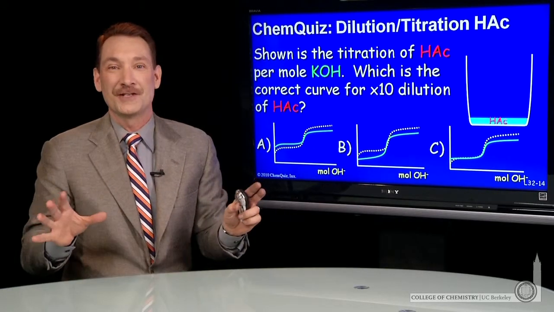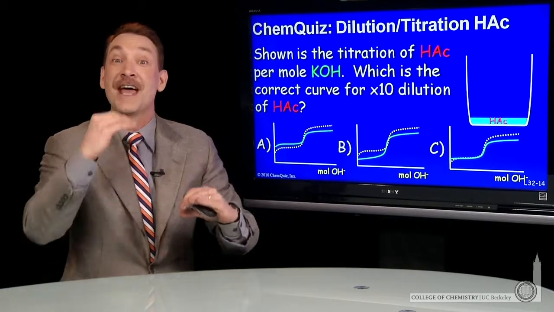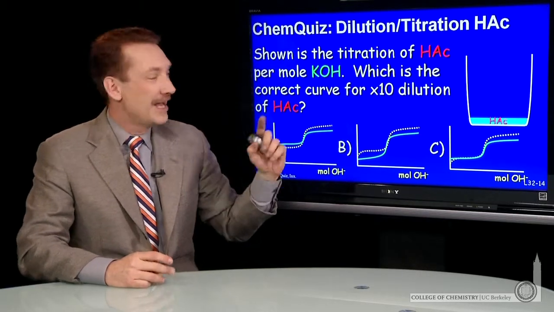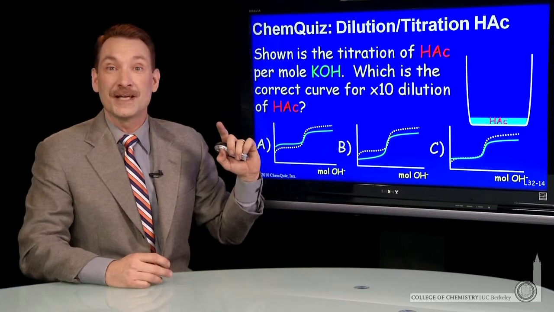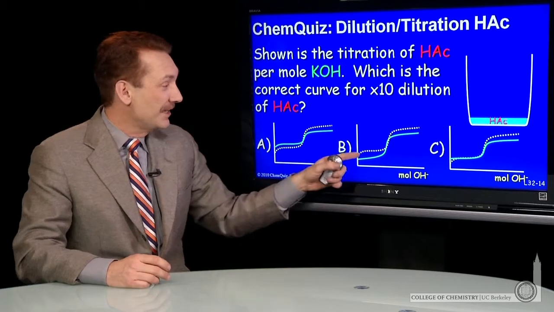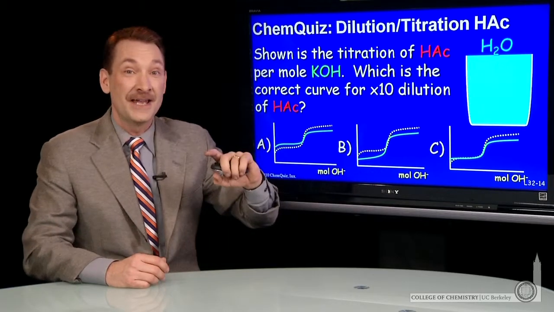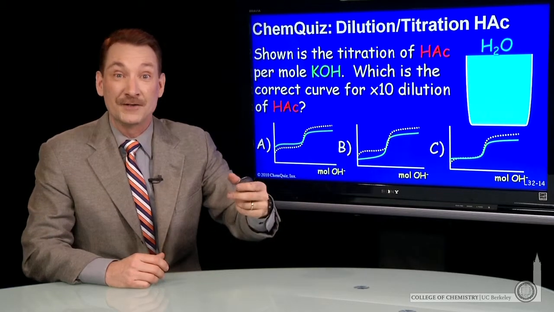Let's look at two titrations. The same acid, but tenfold diluted. So I'm going to take the weak acid, acetic acid, and titrate it with the strong base potassium hydroxide. That is plotted here in the dotted yellow line. Then I'm going to dilute by a factor of 10 and reperform the titration.